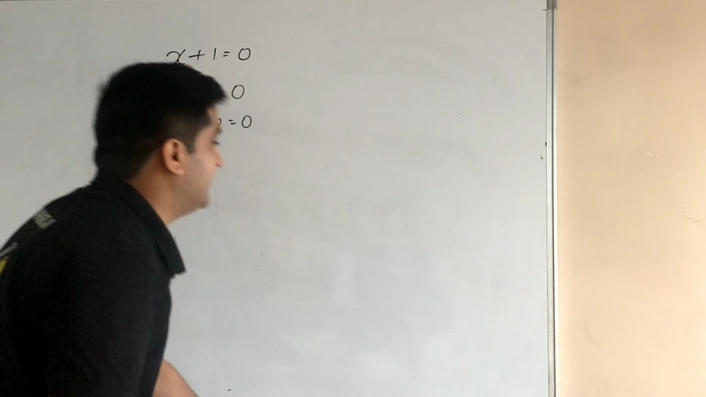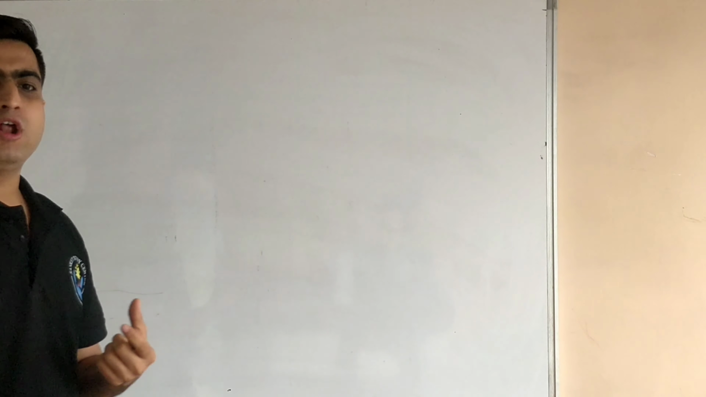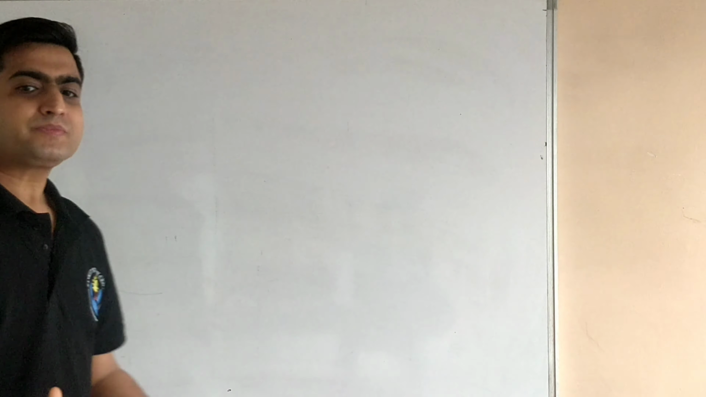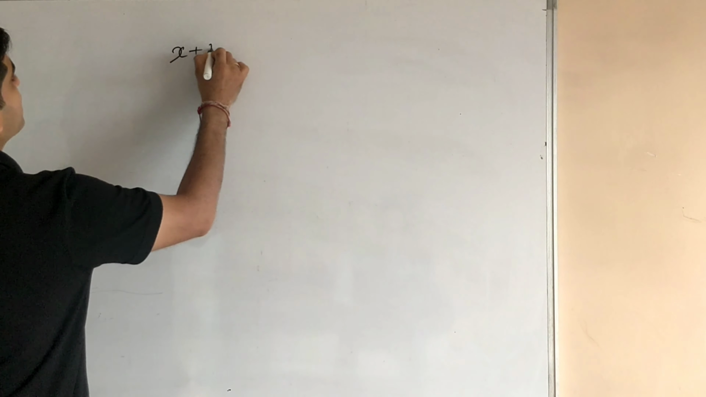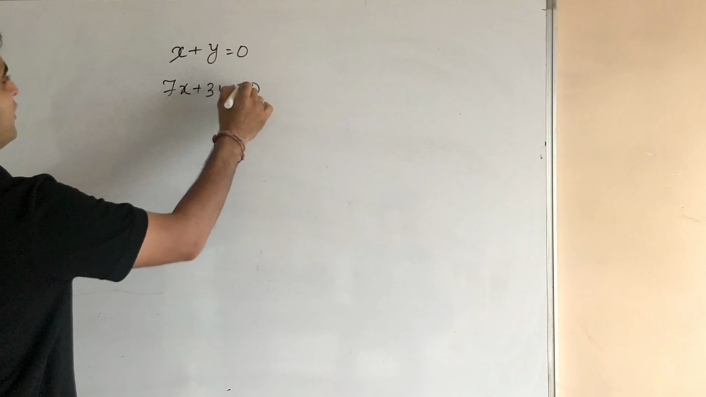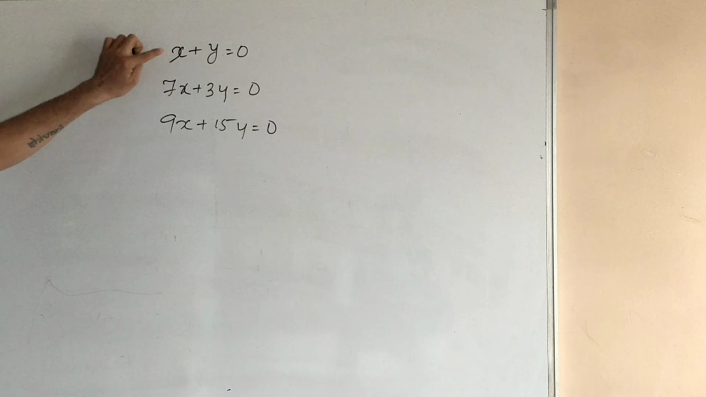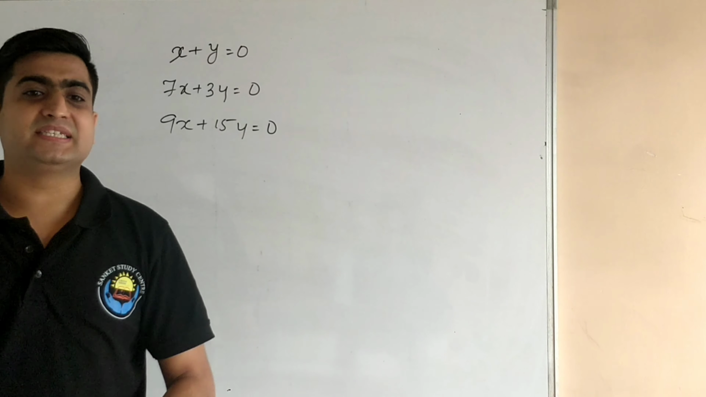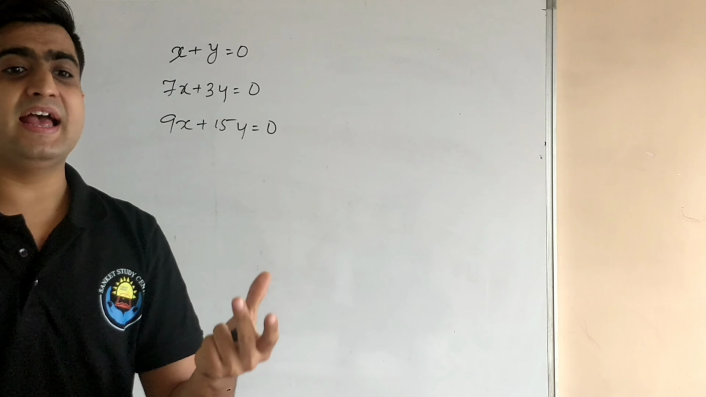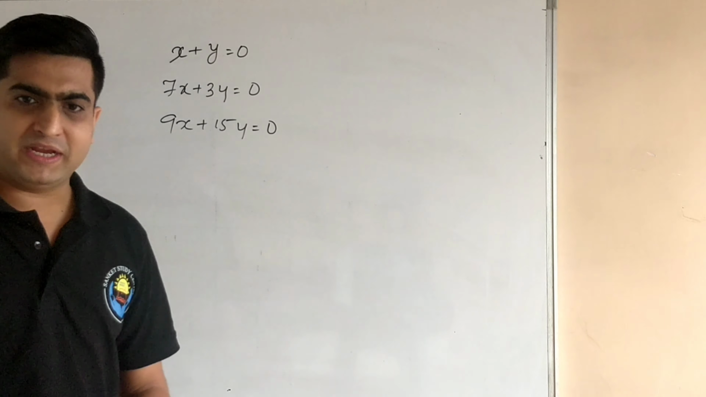Now in standard 9, it is converted into 2 variables. As you all know, alphabets are considered as what? Your variables. So let's say x plus y is equal to 0, 7x plus 3y is equal to 0, 9x plus 15y is equal to 0. All of these are considered as linear equations in 2 variables, and there is one standard formation as well.